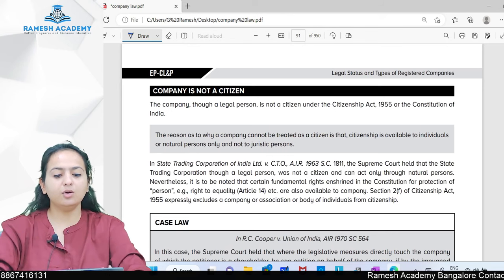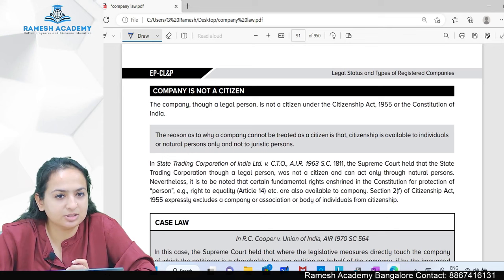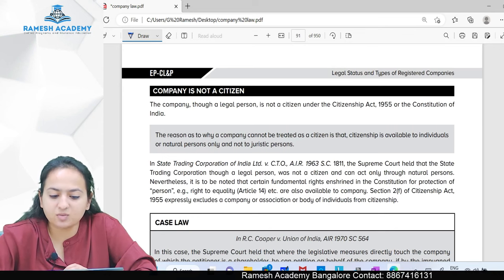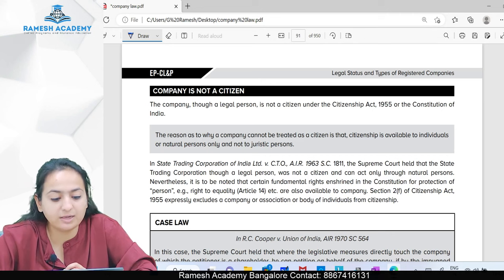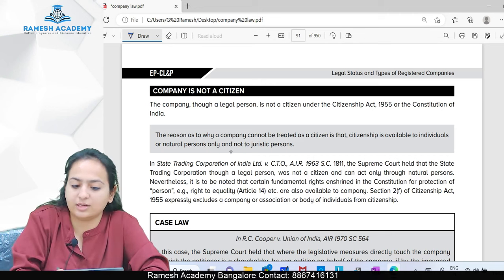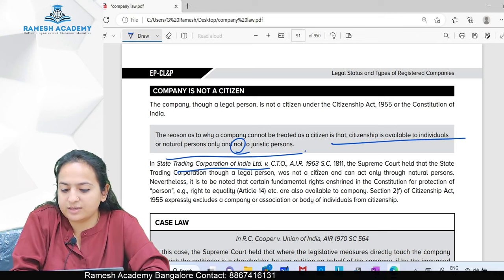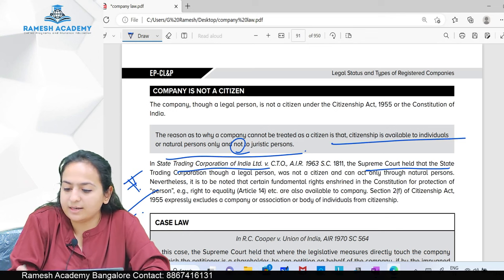The company, although a legal person, is not a citizen under the Citizenship Act or the Constitution of India. It is not a citizen. The reason why a company cannot be treated as a citizen is that citizenship is available to individuals and natural persons only and not a juristic person. State Trading Corporation of India Limited, it was a good case law. Please mark down. Supreme Court held that a decision.